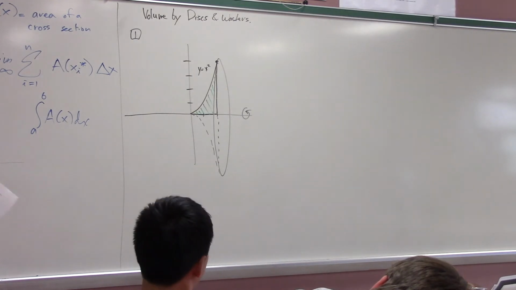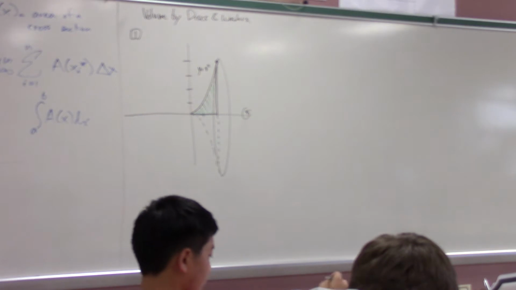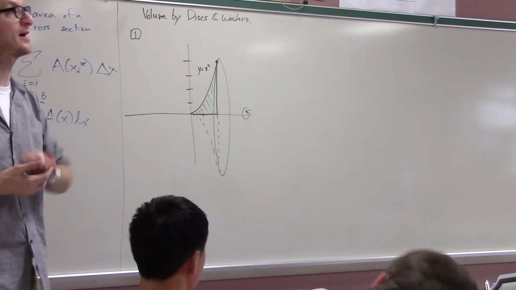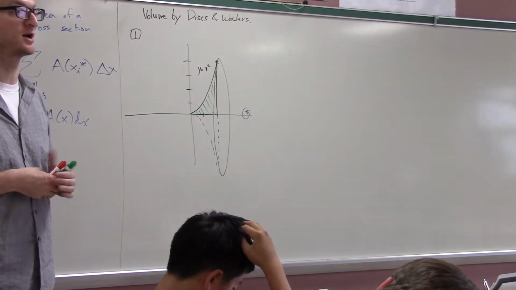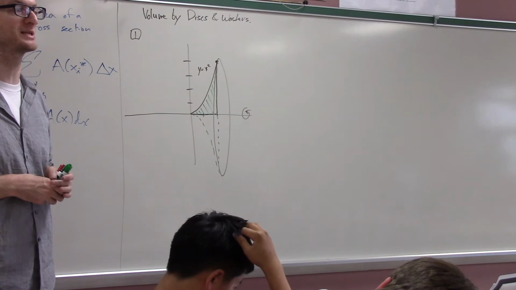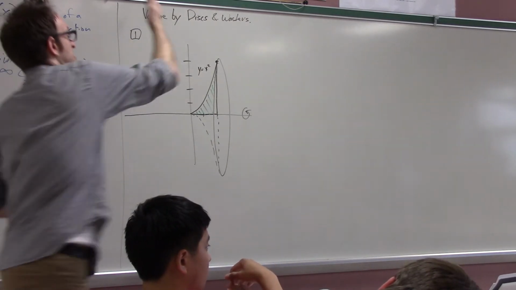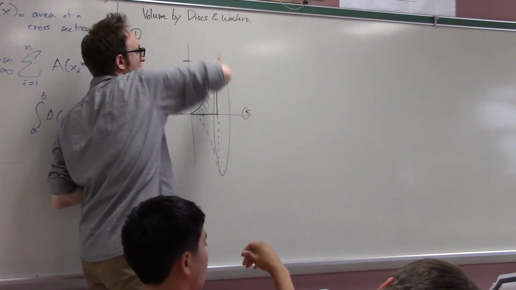Alright, so now the goal is to figure out the volume of this thing. To figure out the volume, we need to slice it up into an infinite number of infinitely small pieces. How should we slice it? Rectangular prisms. Like this, right? We're going to slice up this thing like this.